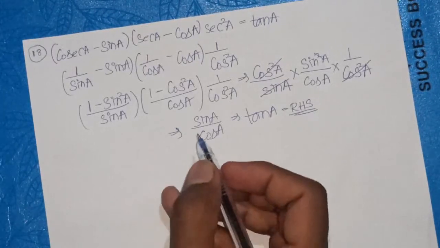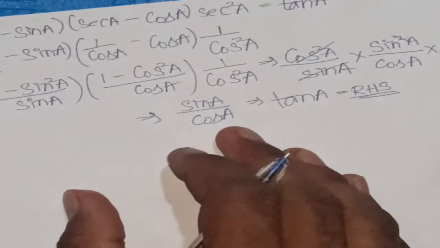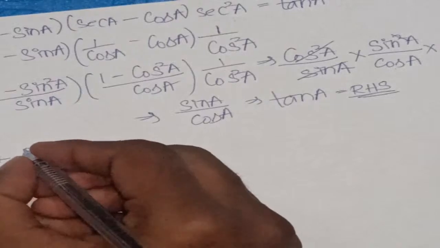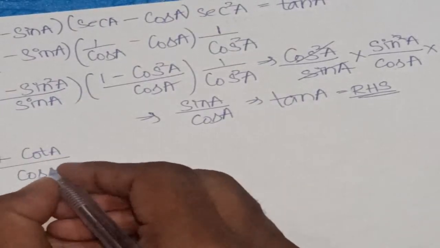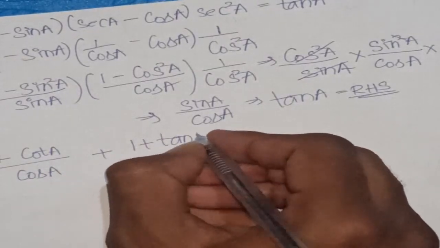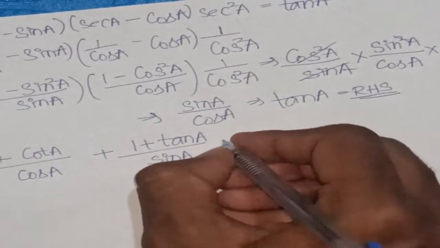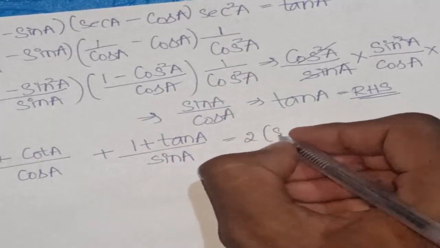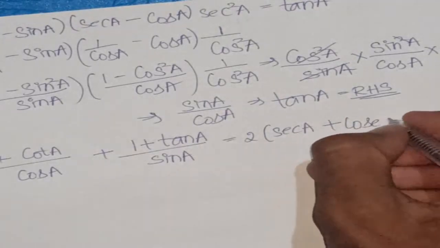Now let's move on to the next question, that is the 19th question. (1 plus cot A) by cos A plus (1 plus tan A) by sin A will be equal to 2 times (secant A plus cosecant A).